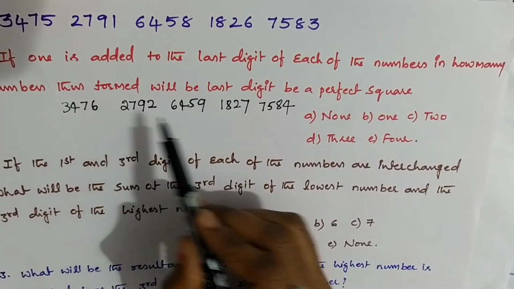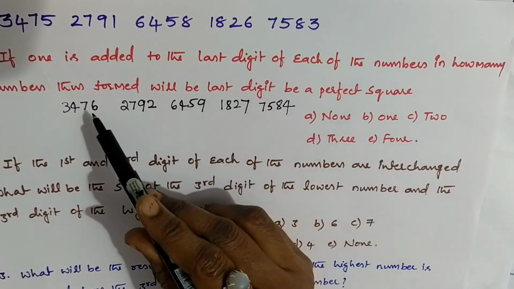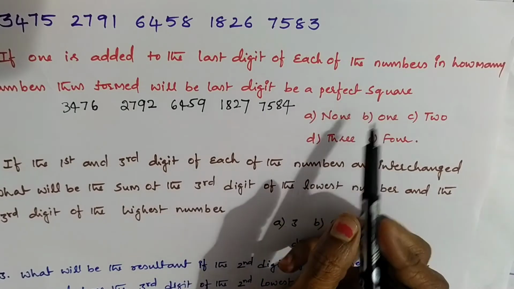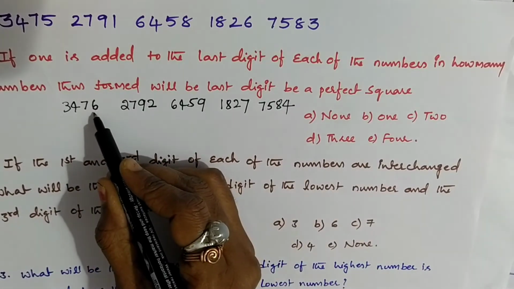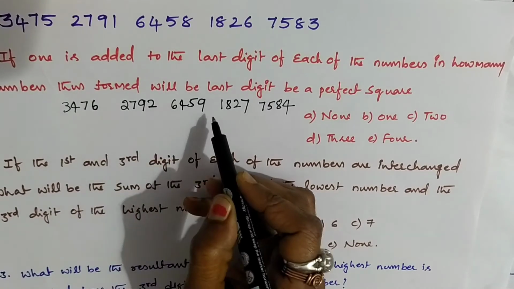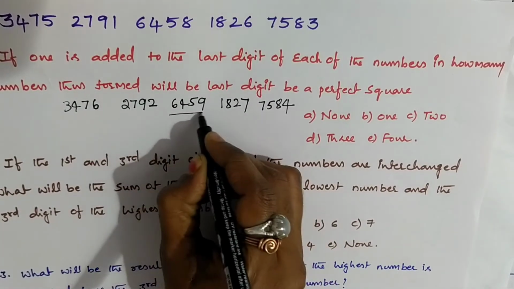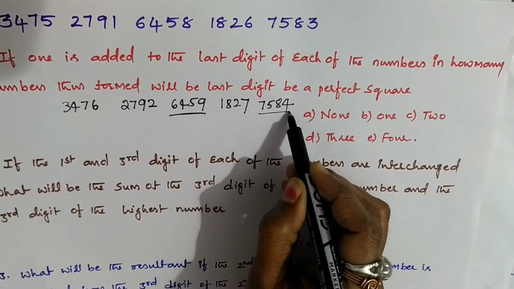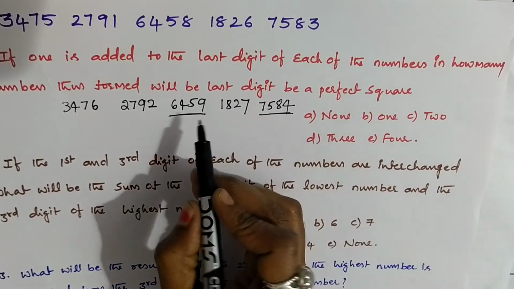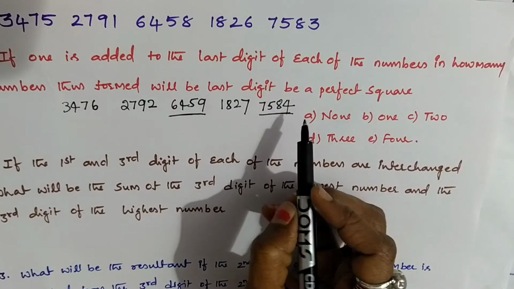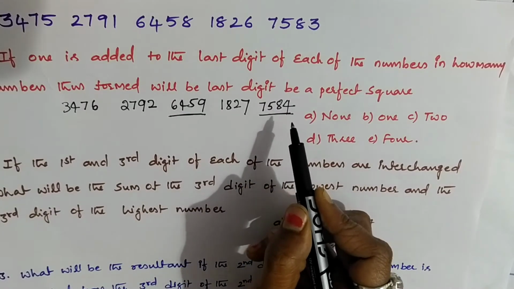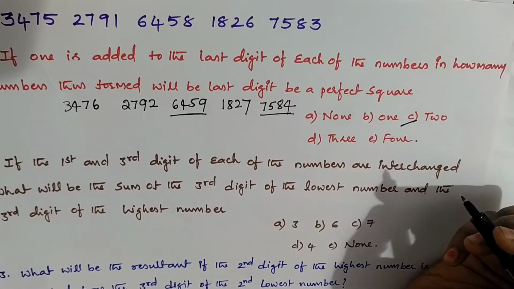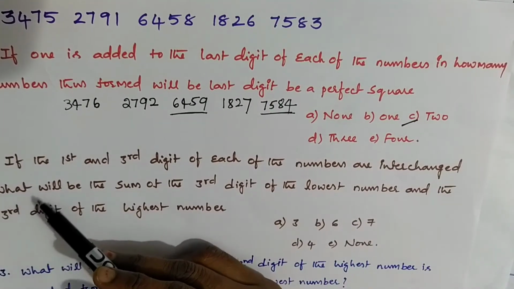After changing, in how many numbers thus formed will the last digit be a perfect square? 6 is not a perfect square. 2, no. 9 is a perfect square. 7, no. 4 is a perfect square. So 2 numbers formed have a last digit that is a perfect square. Answer is C. Next question.